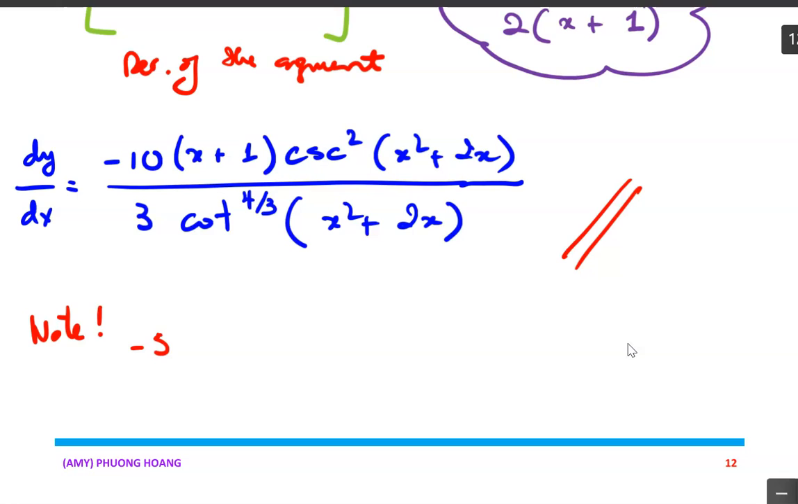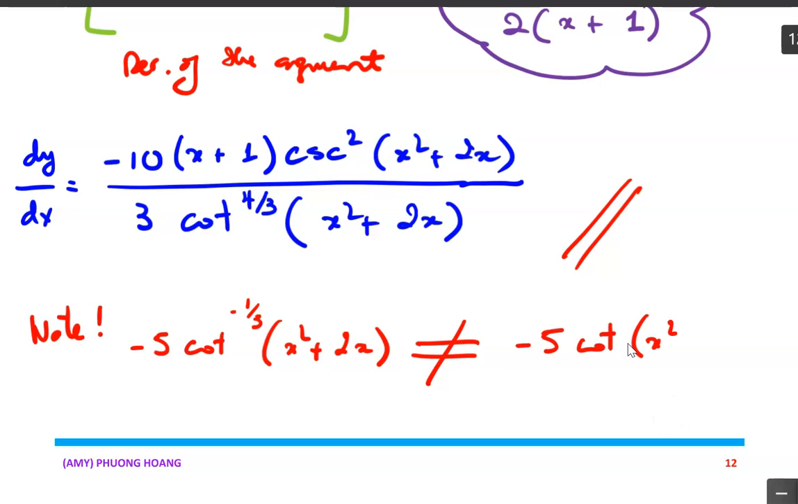Negative 5 times cotangent of negative 1/3 of x squared plus 2x is not the same as negative 5 cotangent of x squared plus 2x raised to the negative 1/3. They are totally different from each other, and I don't want you to make the error. If you differentiate this, you can see that the answer is totally different. In this case, you don't have to apply the power rule at all, but you need to apply the power rule for the argument. So therefore it's totally different.